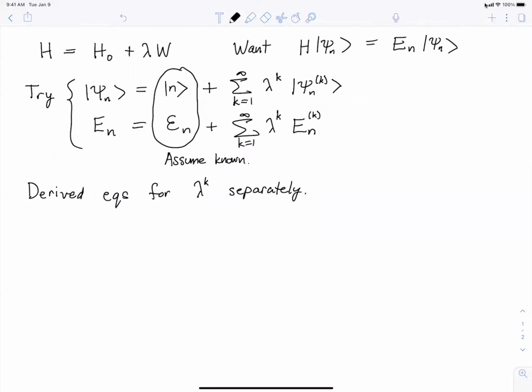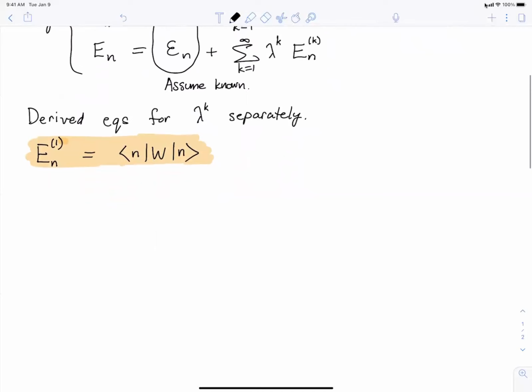And then what we found was that the nth energy eigenstate, the first order correction, was equal to the expectation value of the perturbation. Okay, and that's probably the most important equation in the whole business, the one that we'll use the most when we have applications, for example, to the hydrogen atom. We'll want to use that equation quite a bit.